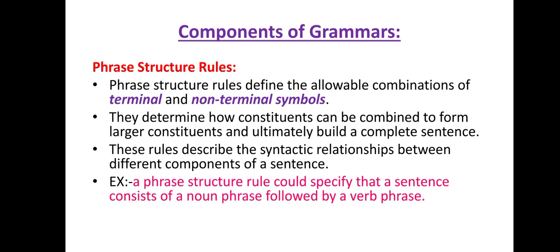Now, the phrase structure grammar. How is a sentence formed? Through the combination of terminals and non-terminals. How these terminals and non-terminals combine together is defined by the phrase structure rules, or production rules. For example, to form a sentence, the first part is a noun phrase followed by a verb phrase. That is one simple example. The phrase structure rules determine how constituents can be combined to form larger constituents and ultimately build up a complete sentence.